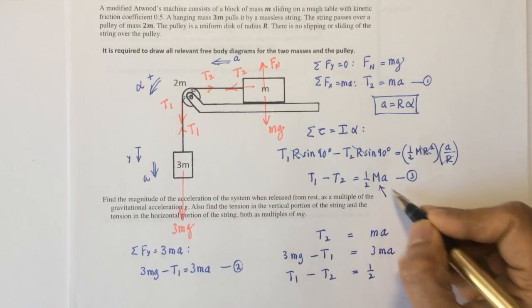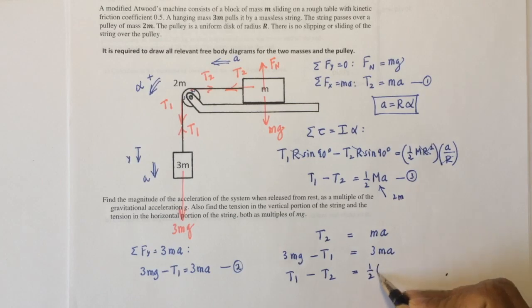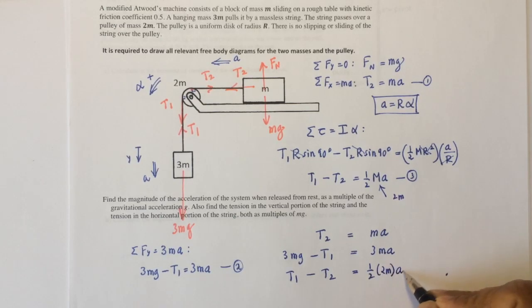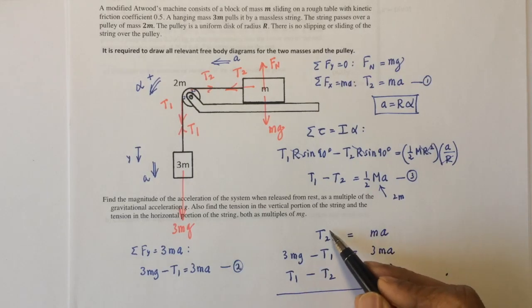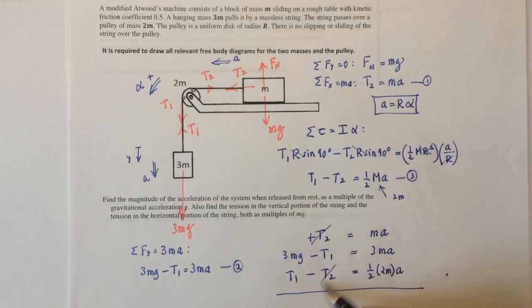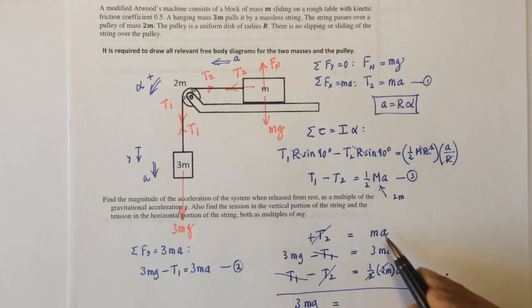So I'll substitute 2m for that. Half times 2m a. So now let me add these 3 equations together. When I add them, that's a plus sign, that's a plus and a minus, so they all cancel out. So I get 3mg equals, let's see what we get here. m plus 3, which is 5 ma.